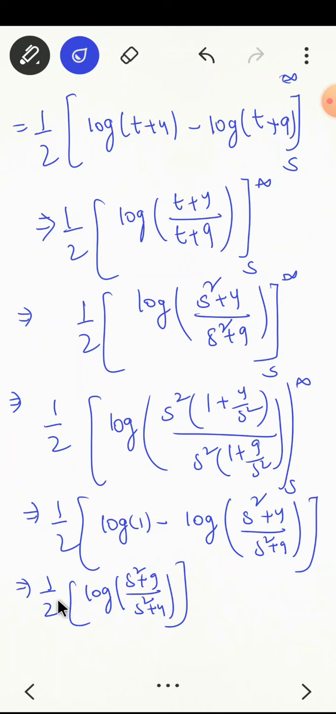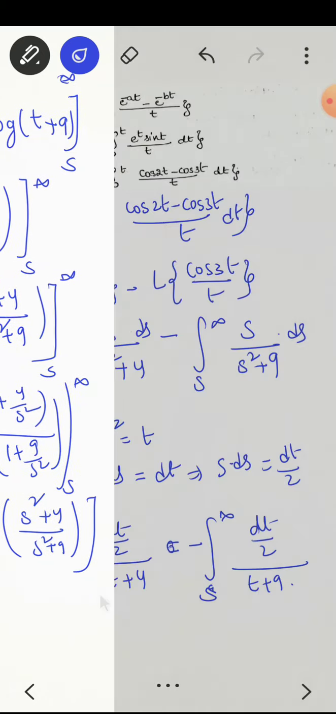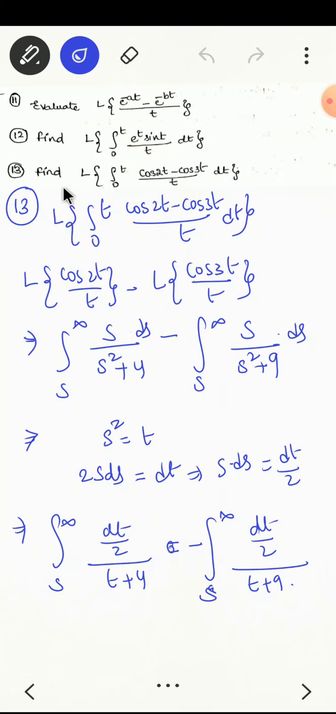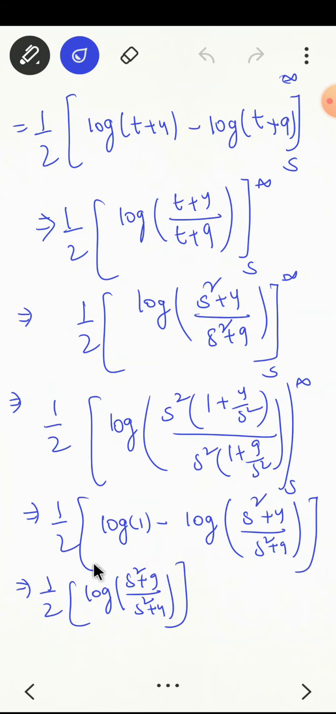Now what are they asking us for? We have found the Laplace of cos 2t minus cos 3t by t, but they are asking for the integral from 0 to t dt also. So if there is an integral, for the final answer we have to divide by s. That means 1 by 2s log of s square plus 9 by s square plus 4. This is the correct answer.